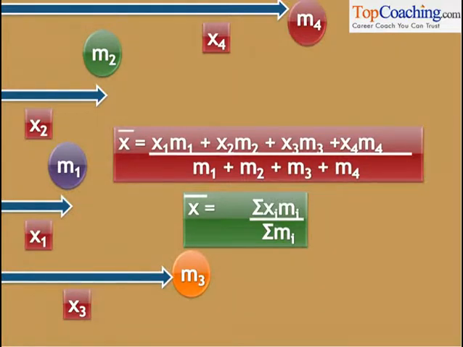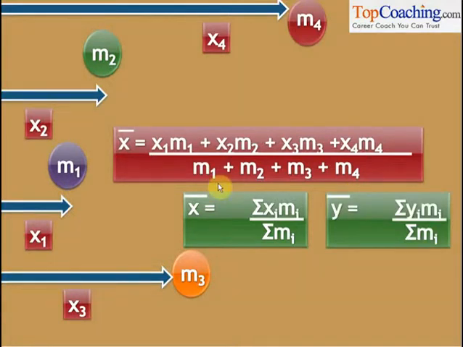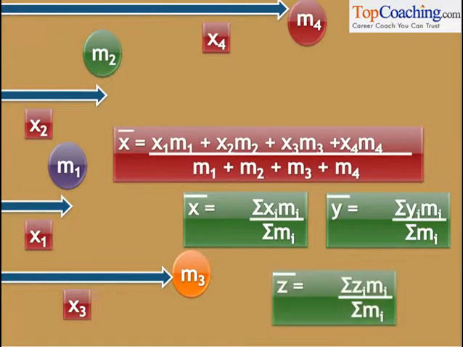So if there are many particles, you can say that x bar, or the center of mass x coordinate of all the particles given, is sigma xi mi divided by sigma mi. Similarly, y bar, or the y coordinate of the center of mass, is sigma yi mi divided by sigma mi, and the z coordinate of the center of mass is sigma zi mi divided by sigma mi. So basically, if there are many particles and you have to calculate the center of mass of all these particles, these are the formulae that you will have to apply.